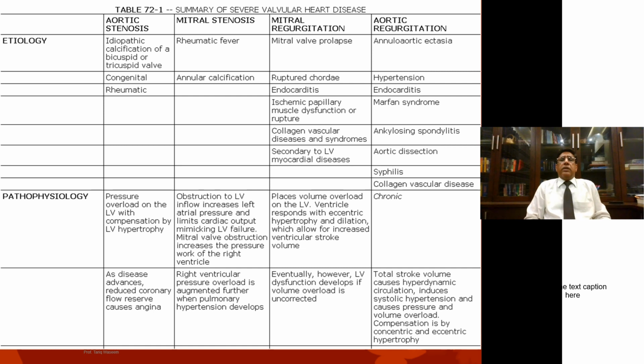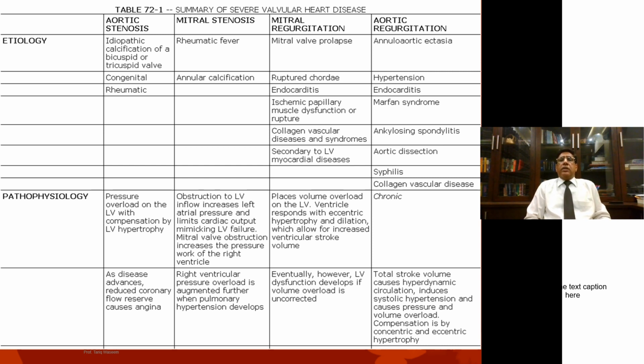In mitral regurgitation, the more common cause is mitral valve prolapse. It may be because of rupture of chordae tendineae in the process of myocardial infarction or endocarditis, or, as I said, ischemic papillary muscle dysfunction or rupture. Sometimes it can be part of collagen vascular disease and syndromes, and it can also be secondary to left ventricular myocardial disease, like in cardiomyopathies, where the dilated left ventricle pulls apart the cusps and leads on to mitral regurgitation.